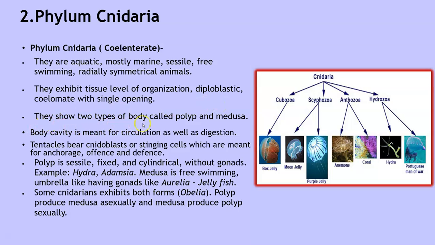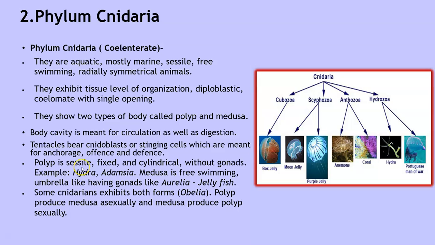They show two types of body forms called polyp and medusa. Body cavity is meant for circulation as well as digestion. Look at the image here, you can see these floating objects here. These are called tentacles. Now these tentacles bear cnidoblasts or stinging cells which are meant for anchorage, offense and defense. So these cells are used to protect themselves as well as to capture their prey. These have special stinging cells through which they can sting their prey.